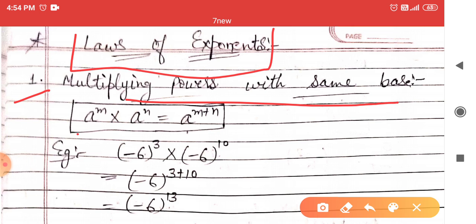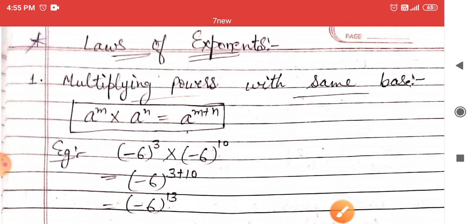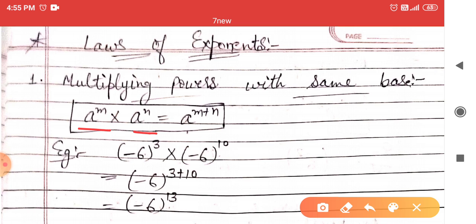When there are two exponential forms and we have to multiply these exponential forms and their bases are same, then their exponents will be added. Like it is written that a to the power m multiplied by a to the power n is equal to a to the power m plus n. This is the general form of the first law.